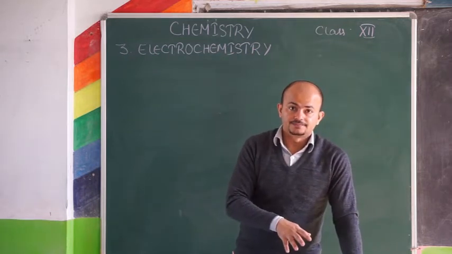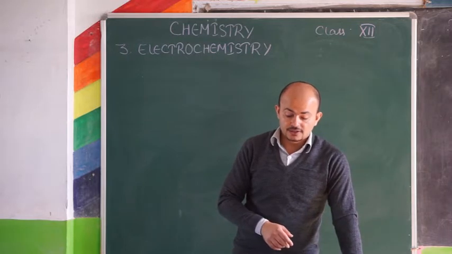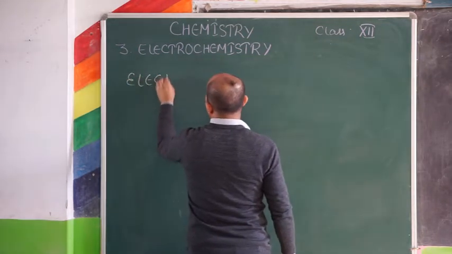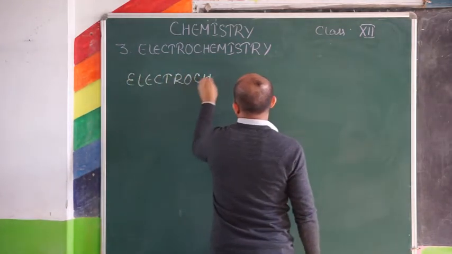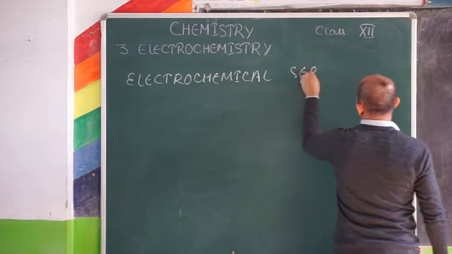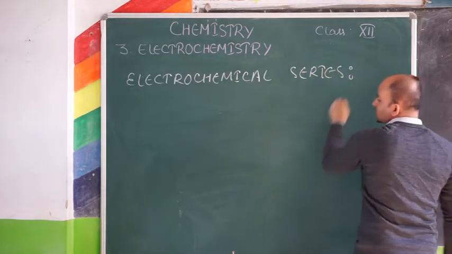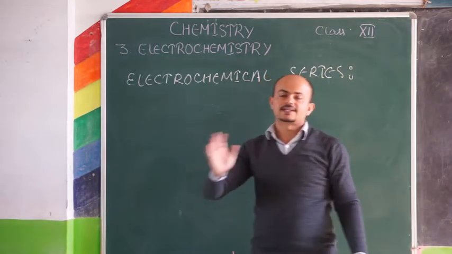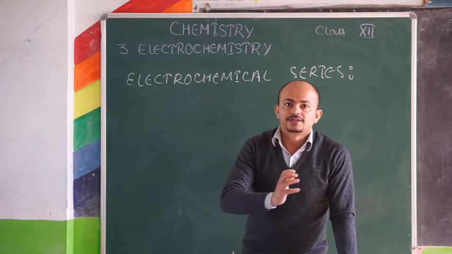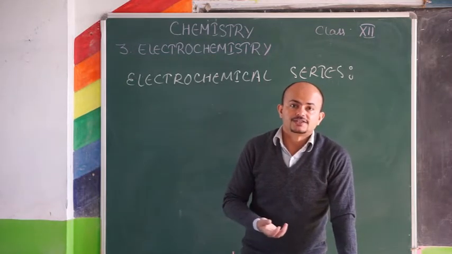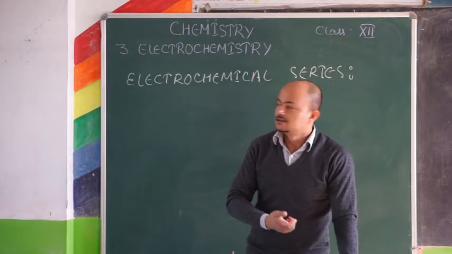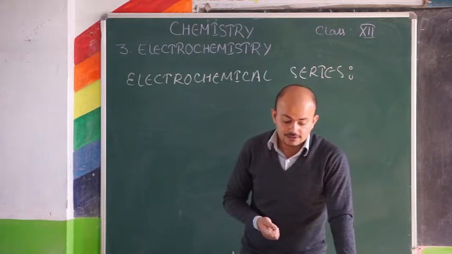Now this table, this series is known as what? Electrochemical or electromotive series. Okay. So from this series, as I told you just now, so many properties can be predicted. The application of this series is very important for electrochemistry.